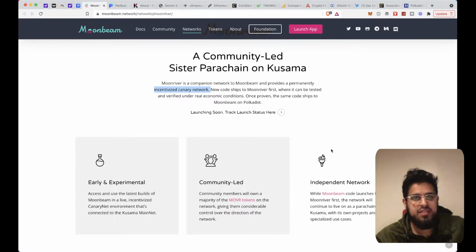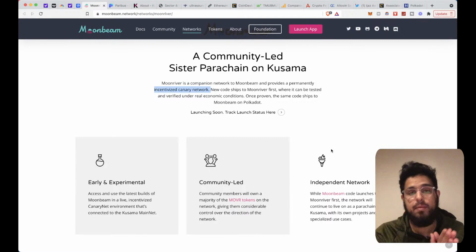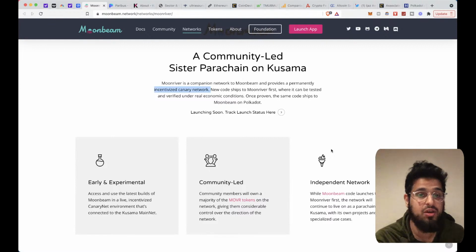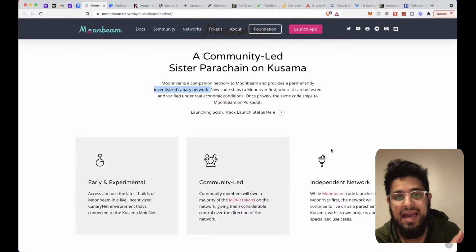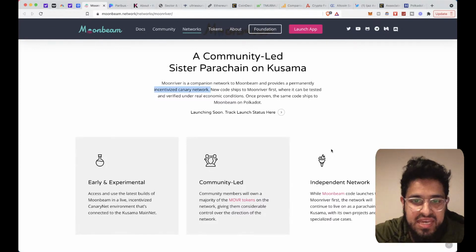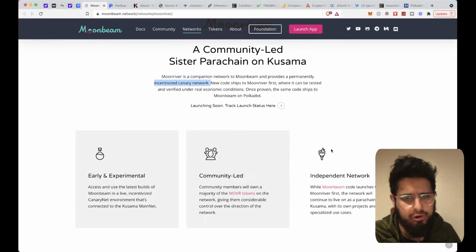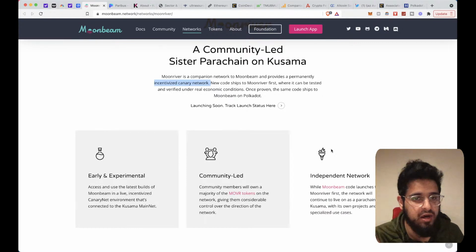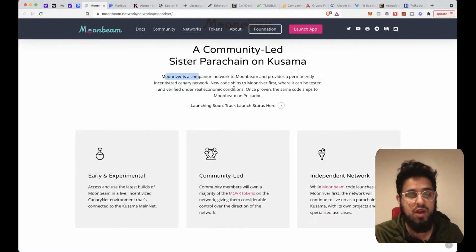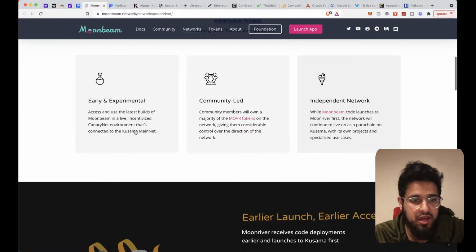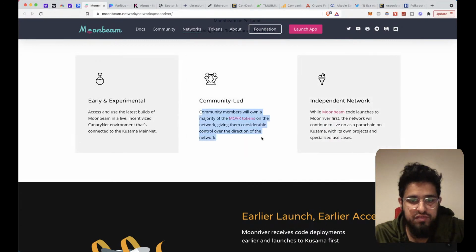Now, what's going to happen is Moonriver is going to be on the Kusama blockchain, the test blockchain. When they want to push any updates or change anything on the network, they're going to do that on Moonriver, and if it works, they'll then do it on Moonbeam, on the Polkadot network, the official one. A lot of people are saying that projects can continue to just run on Kusama, and therefore Moonriver in its own right can be the bigger thing instead of Moonbeam, right? So we need to keep an eye on that. Early and experimental, community-led, independent network. Community members will own a majority of the Moonriver tokens on the network, giving them considerable control of the direction of the network.